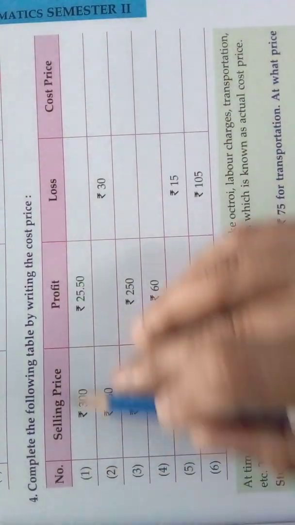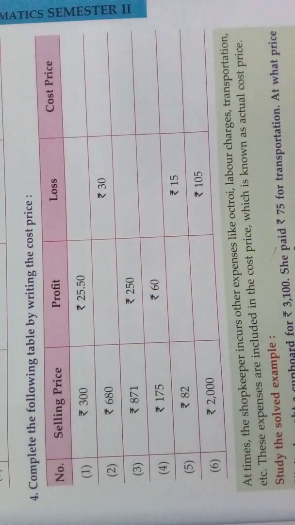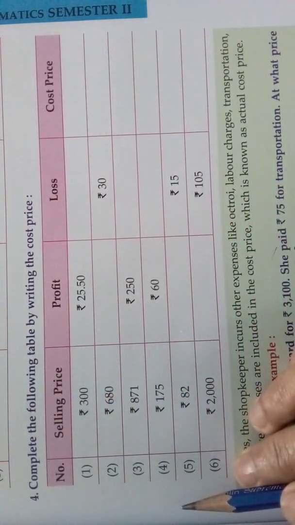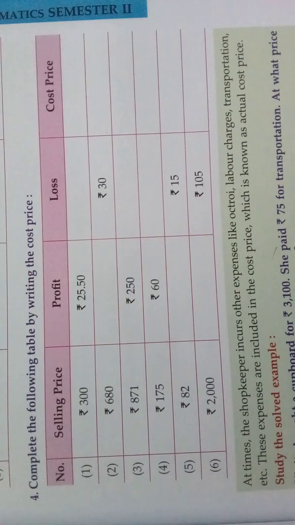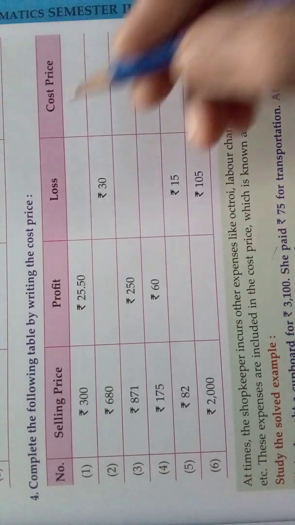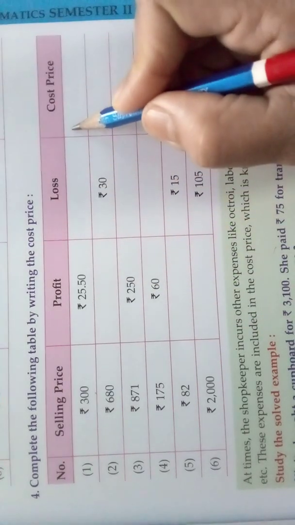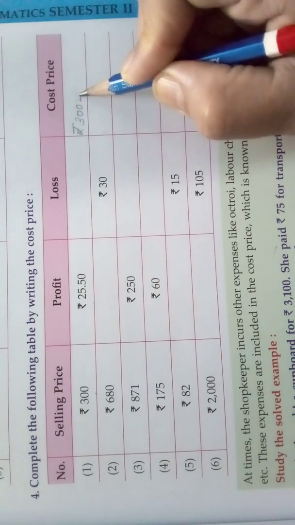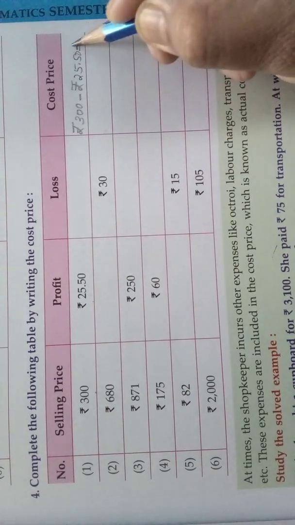Complete the following table by writing the cost price. So, now we are going to write the cost price. See here, first one, selling price is 300. And the profit is 25 rupees 50 paise. So, what is the cost price? What we should do? Cost price we want to know, selling price 300 and he got a profit of this much. So, we should subtract the profit amount 25 rupees 50 paise from the selling price 300. So, what is the cost price?